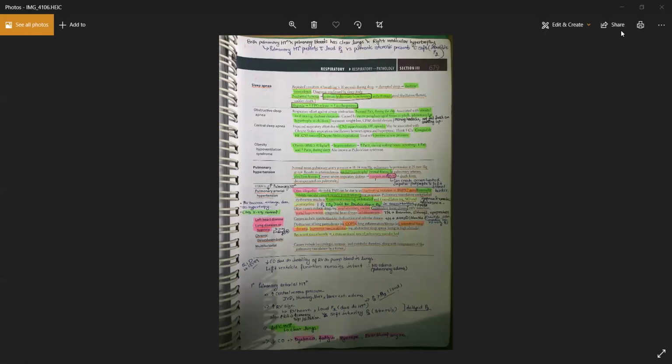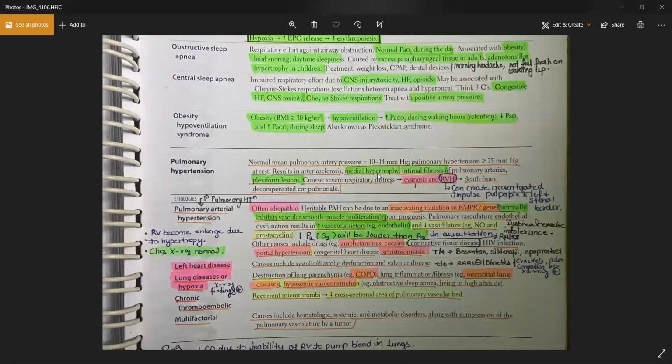Okay, so our next topic is pulmonary hypertension. When we talk about the pulmonary blood vessels and the blood pressure in them, we don't say that they have a systolic blood pressure or a diastolic blood pressure. We just measure one pressure, which is between 10 to 14 mm of Hg, because the vessels are highly compliant, just like the veins.